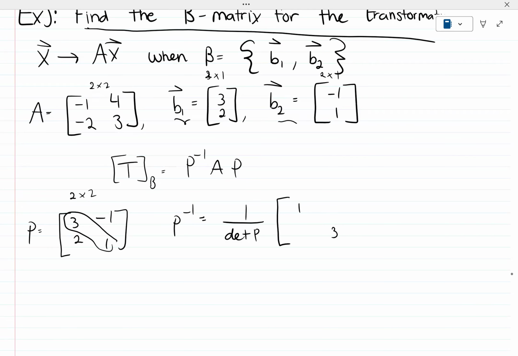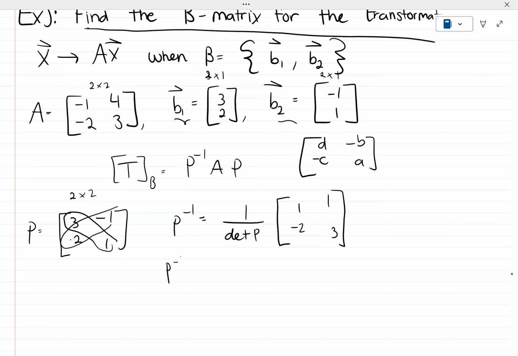Wait, is that right? No. Oh, wait, I remember. It's like this: D, minus C, minus B, A. So yes, you do flip 3 and 1. So now this is 1 and 3. You keep these the same, but the only thing is you make them negative. So this is going to be a -2, and now this is going to be a +1. That's much better.